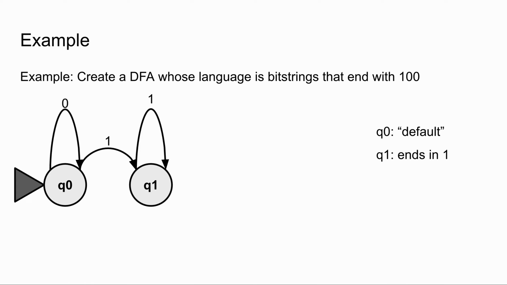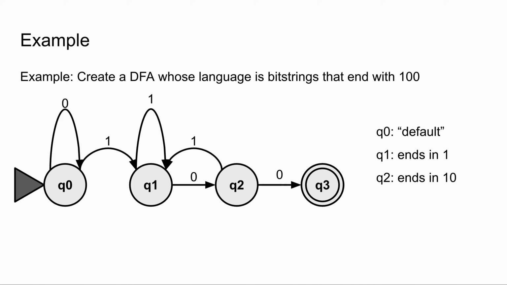If I see a 0, on the other hand, I want to keep track of that, so I will move to a new state, Q2, which I will call ends in 10. Now if I see a 1, our consumed input now ends in 1, which means I go back to Q1. If it ends in 0, our consumed input now ends in 100, so I want to transition to a new state, Q3. This is what I'm looking for, so I will make Q3 an accepting state.